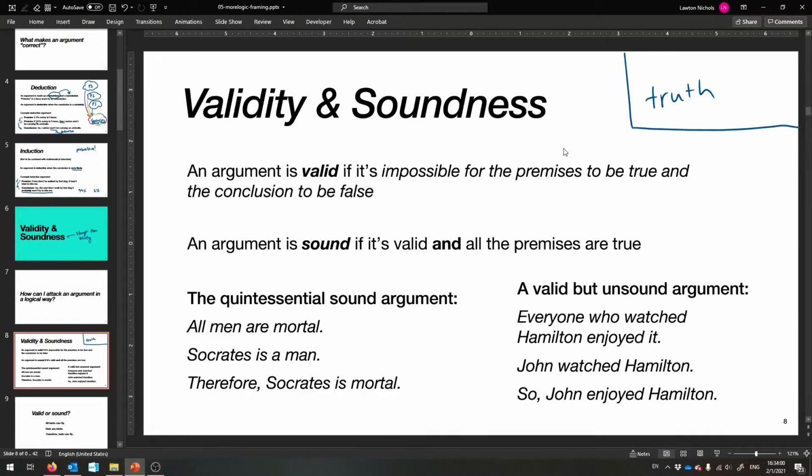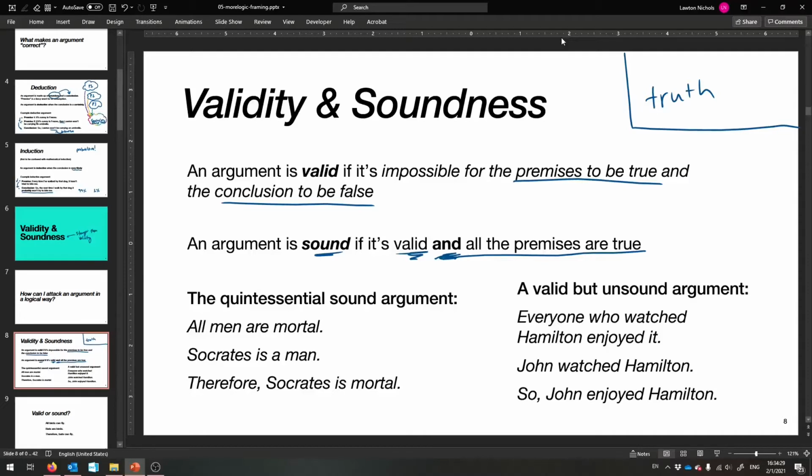So that's a valid argument. It's impossible for the premises to be true and the conclusion to be false. So if these are all true, the conclusion must be true. That's the idea of a valid argument. It's a deductive kind of thing, you see. And then we say an argument is sound if it's valid, so it has to be valid in order to be sound, and all the premises are true. That is key. Right there is the kicker.